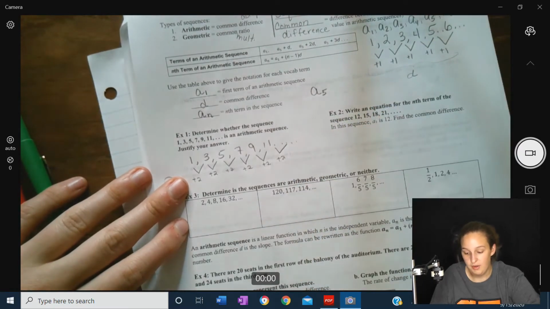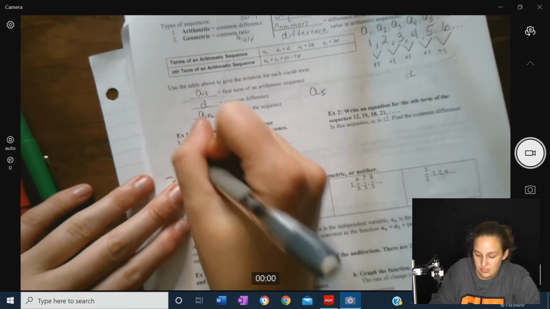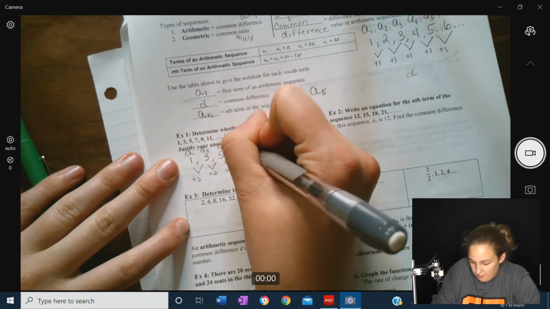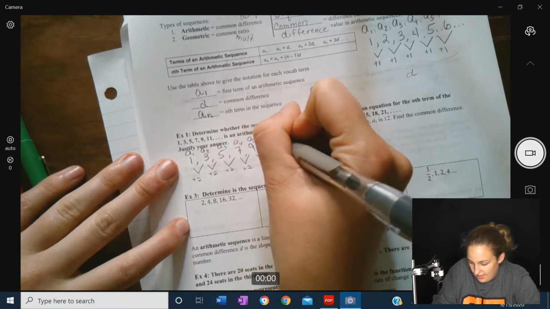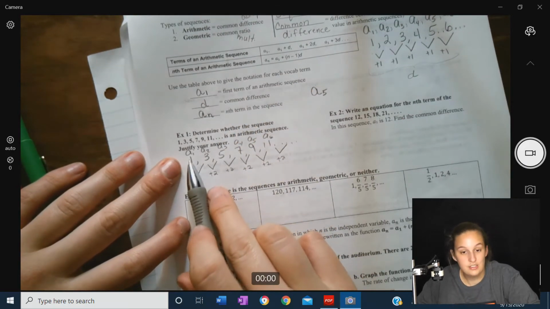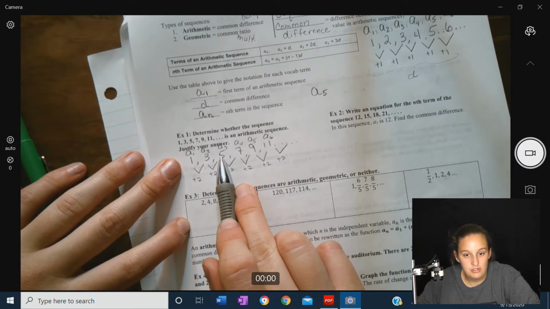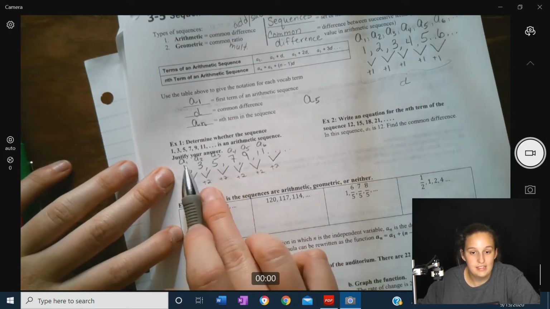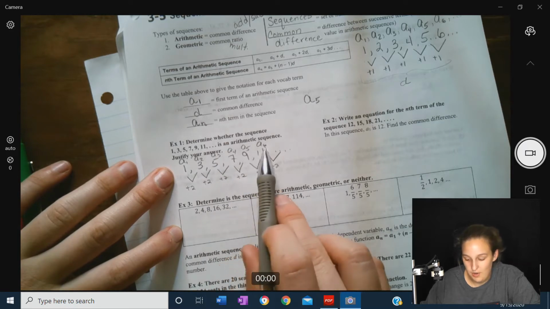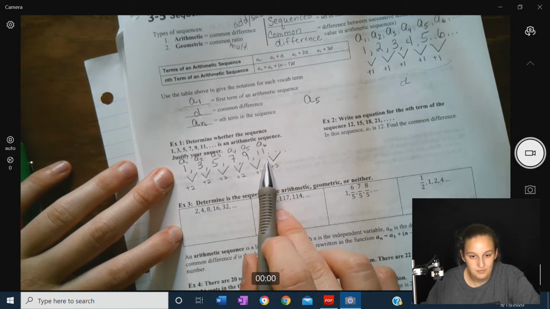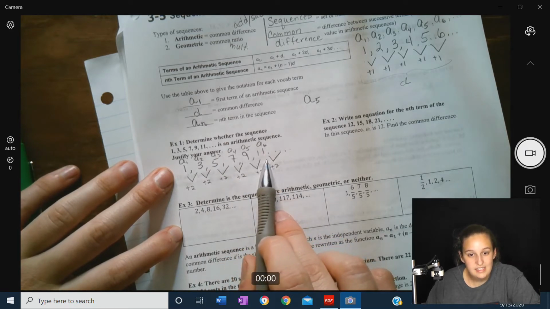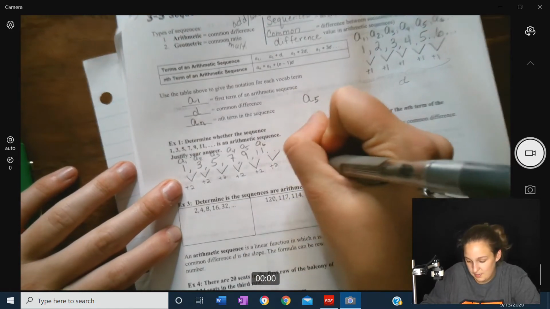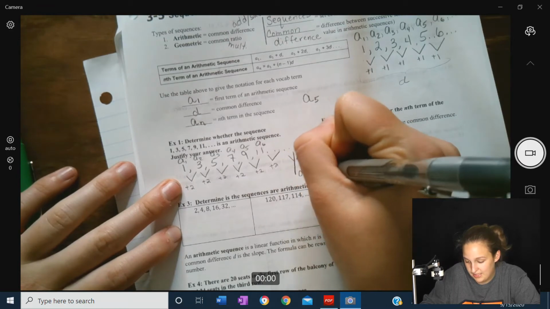And this keeps going. So then, just to clarify, this would be a1, this would be a2, a3, a4, a5, a6, and so forth. Because this is your first term, your second term, your third term, your fourth term. So even though the numbers are not 1 through 6, these are going to be your terms. So a of 6 is 11. So is this an arithmetic sequence? Yes, it is, because it has a common difference of 2.